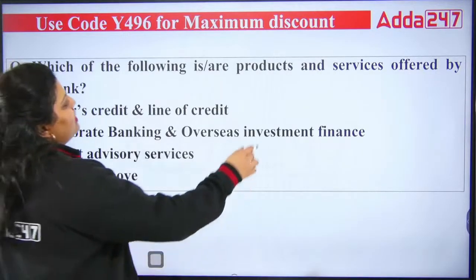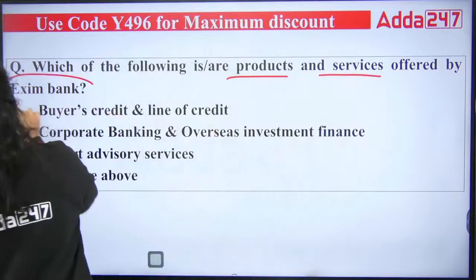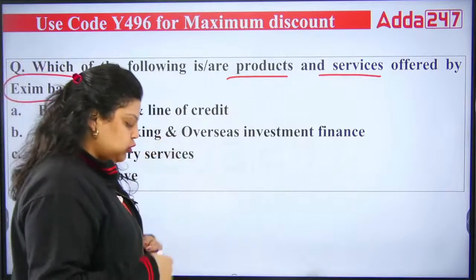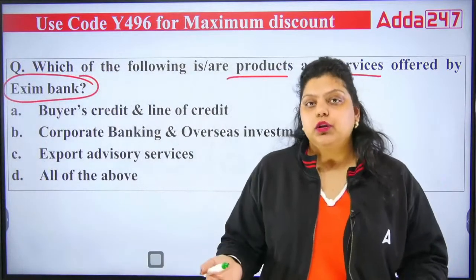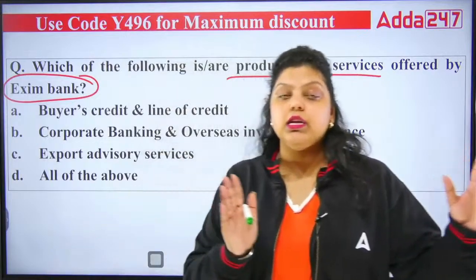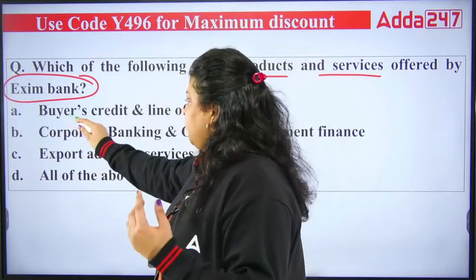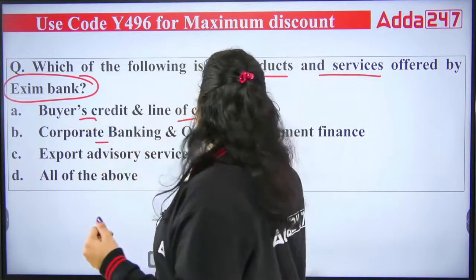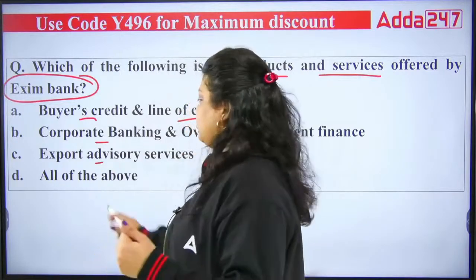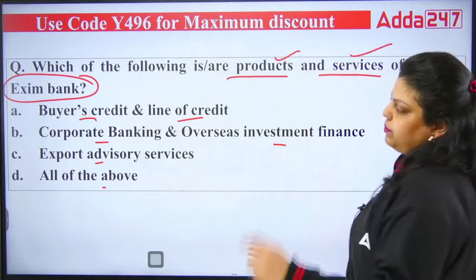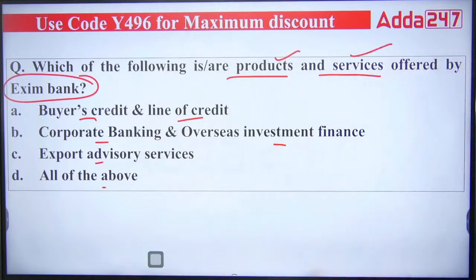Which of the following are the products and services offered by Exim Bank? So Exim Bank is the Export-Import Bank of India. Exim Bank actually works for promoting foreign trade in the country. So it provides various financial products and services to promote foreign trade, which include buyer's credit, line of credit, corporate banking, overseas investment finance, export advisory services, or all of the above. So which of the following are the products and services offered by Exim Bank to make foreign trade grow in the country? A, B, C, or D? Which of the following is correct?